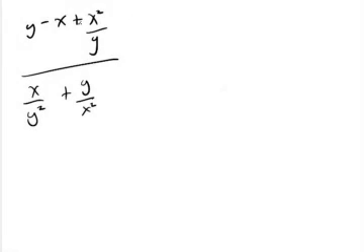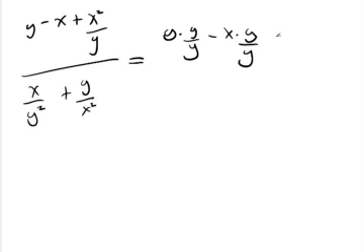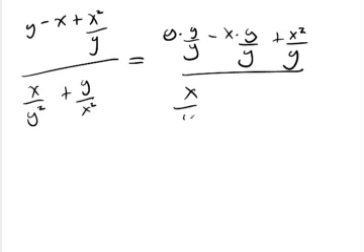Our next problem is the simplification of the complex fraction y minus x plus x squared over y, all divided by x over y squared plus y over x squared. The first thing we need to do is have a common denominator for all the values in the complex numerator. So we'll multiply y by y over y. We'll multiply negative x by y over y. And we'll leave x squared alone since it's already over the value that we're changing the others to, so that they'll have a common denominator to match. All divided by x over y squared plus y over x squared.